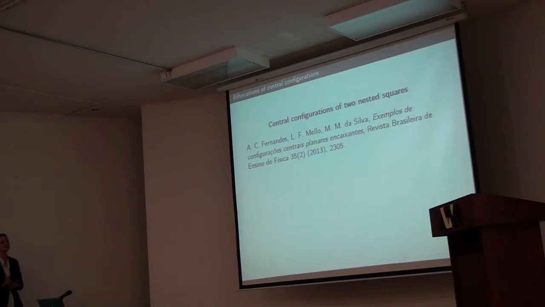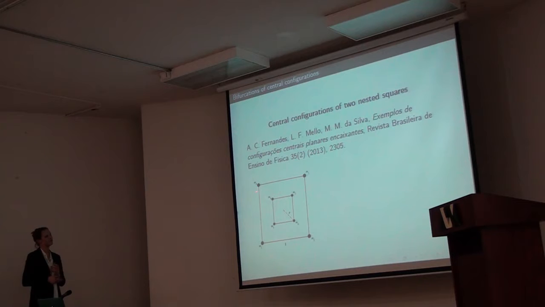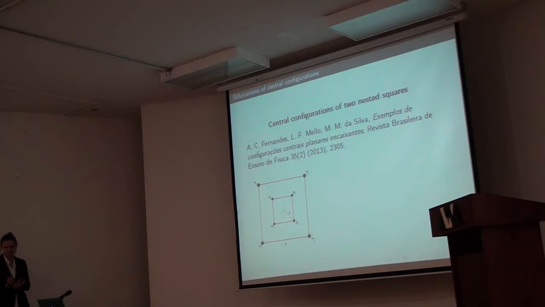And this family was studied by Fernandez, Melo and da Silva in 2013. And the family looks like this. So we have four masses located at the vertices of a square of size equal to 1. So the size of the square is fixed.